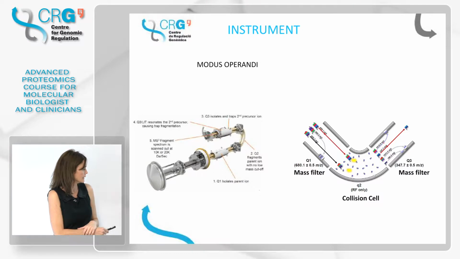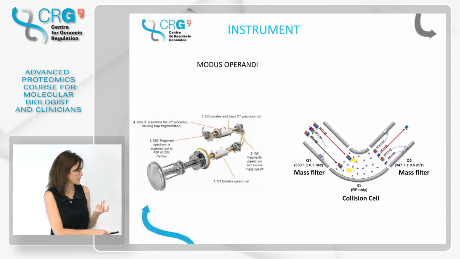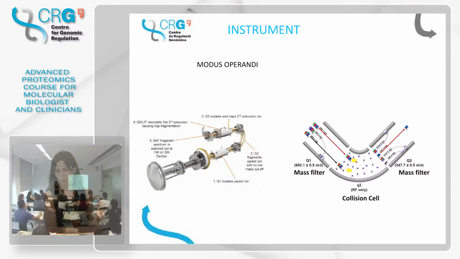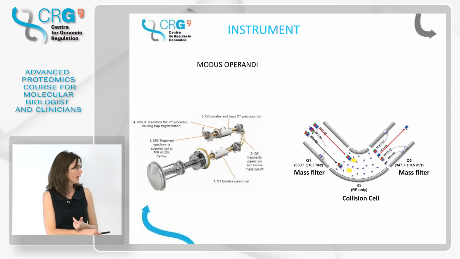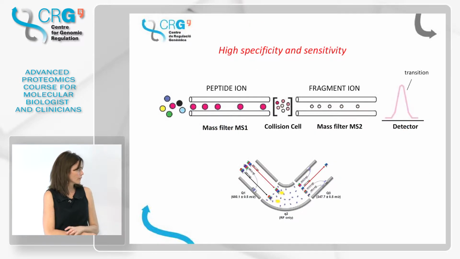Okay, so this is the real picture, and this is the cartoon, in which we have a first quadrupole that we set just to pass the mass to charge that we want for a certain peptide. Then in the second quadrupole, which can be used as a collision cell, we break these peptides. And in the third quadrupole, we filter by the mass to charge of the fragments of the peptide. This is the basis of an SRM assay.